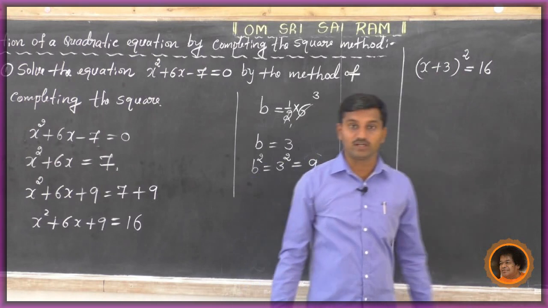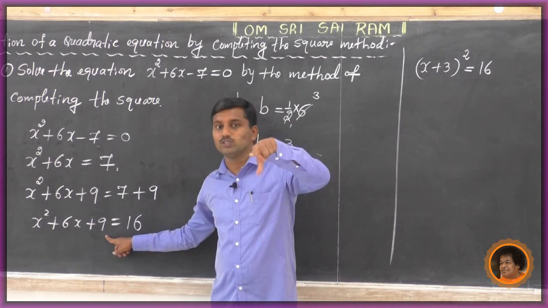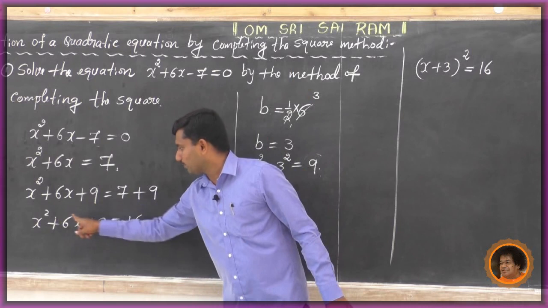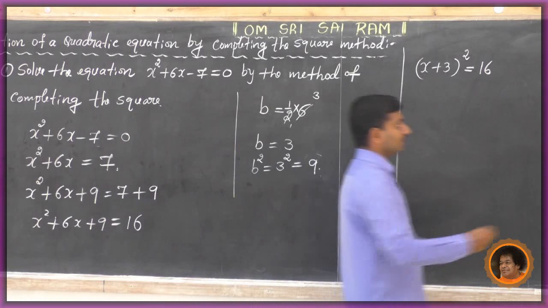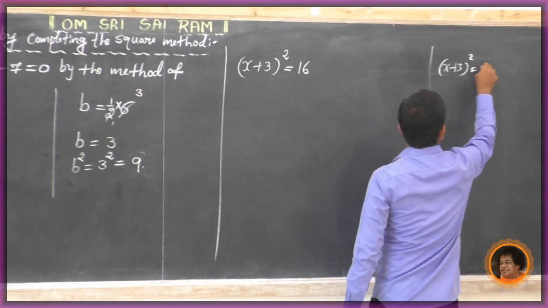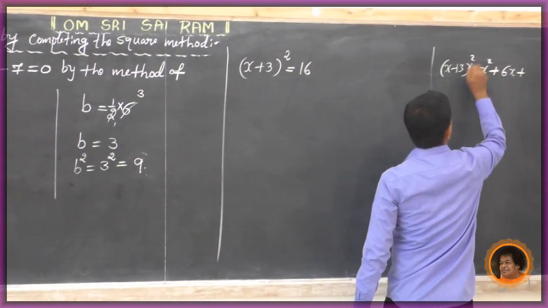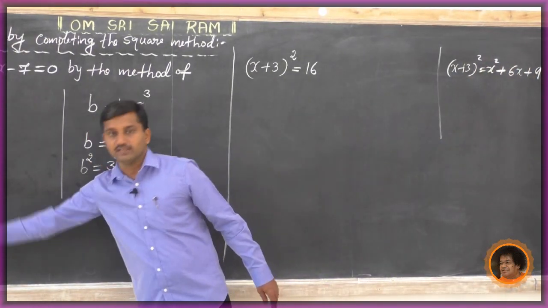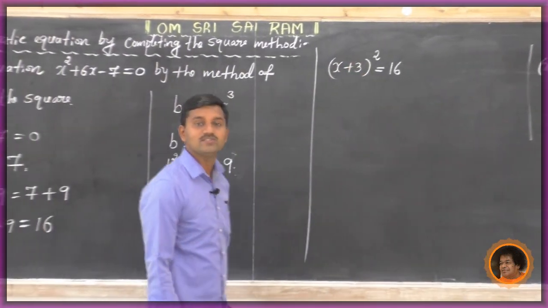x plus 3 whole square. You have already learnt the expansion of a plus b whole square. So x square plus 6x plus 9 has the factors x plus 3 whole square. Expanding: x square plus 2 into x into 3, which is 6x, plus 3 square, which is 9. So x square plus 6x plus 9 can be written as x plus 3 whole square. So x plus 3 whole square equals 16.